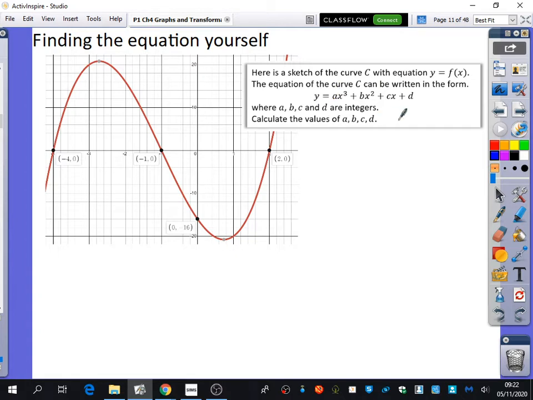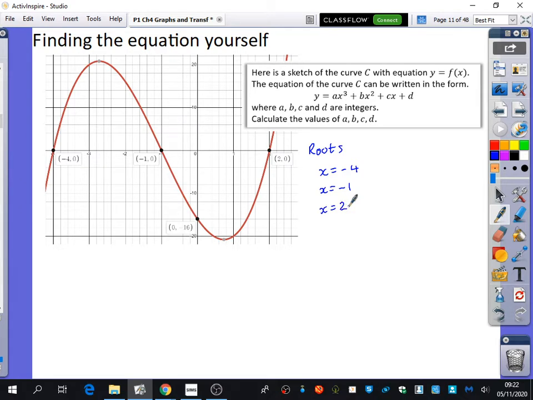in this particular form. But in order to do that, what do you think is the most important information to read from the graph? The roots and the y-intercept. So the roots that we've got here, if we identify them from the graph, are that x is minus 4, x is minus 1, and x is 2.